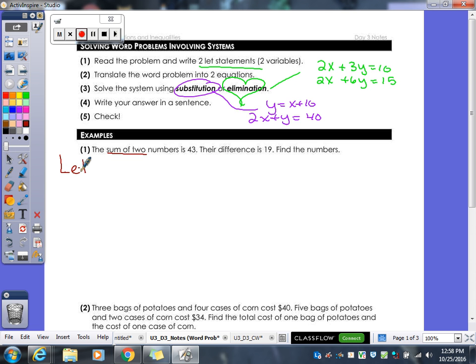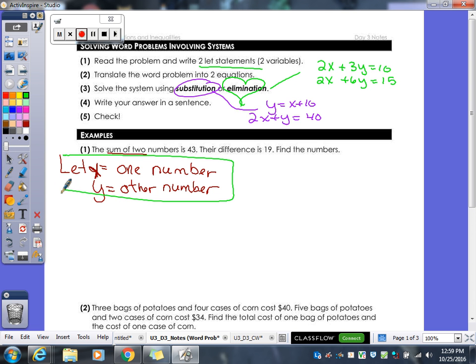So again, this says the sum of two numbers. So I'm going to let x equal, oop, that's a y. Let x equal one number, and y equal the other number. Okay. I always box in my let statements. Now, it says the sum of these numbers is 43. That's easy, right? Their difference is 19. There's my two equations. X plus y is 43. X minus y equals 19. Okay?